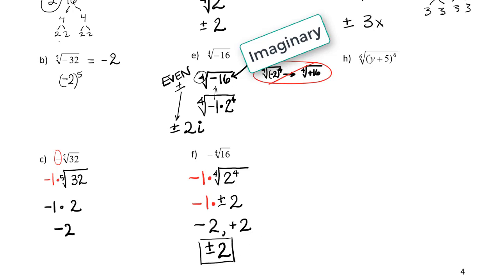Let's look at this last one. It's the 6th root of y plus 5 raised to the 6th. It's an even root, or even radical. So we'll have plus or minus. The index and the exponent match. And so our answer or simplification of this expression will be plus or minus y plus 5.